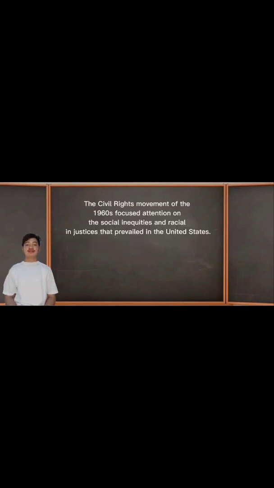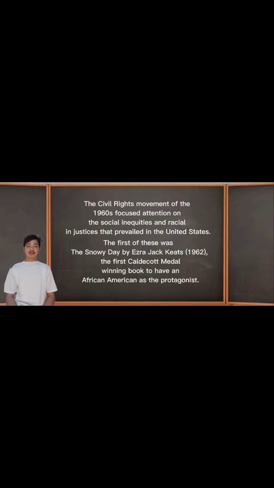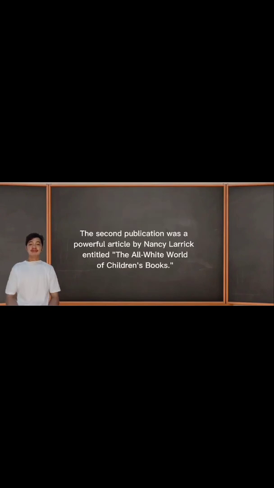The civil rights movement of the 1960s focused attention on the social inequities and racial injustices that prevailed in the United States. The spirit of the times resulted in two landmark publications. The first was The Snowy Day by Ezra Jack Keats, 1962, the first Caldecott Medal-winning book to have an African American protagonist. The second publication was a powerful article by Nancy Larrick entitled The All-White World of Children's Books.